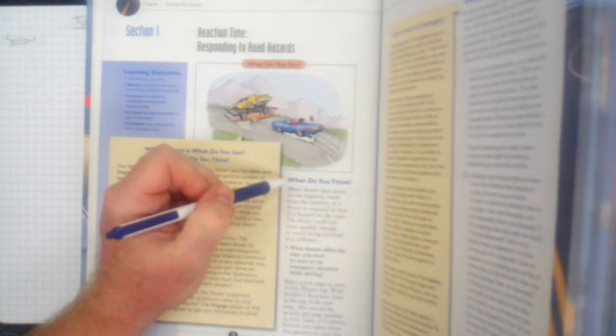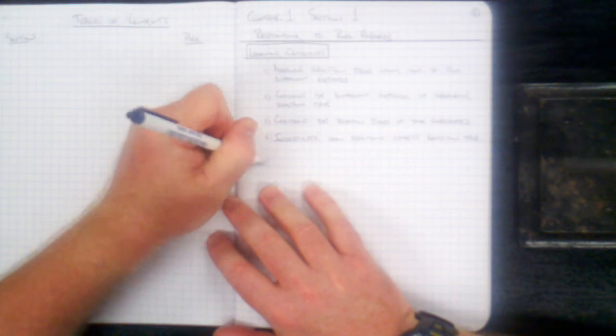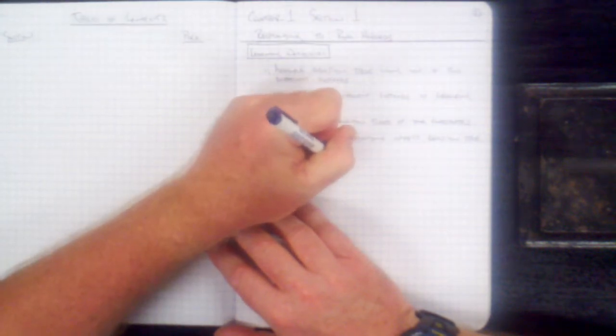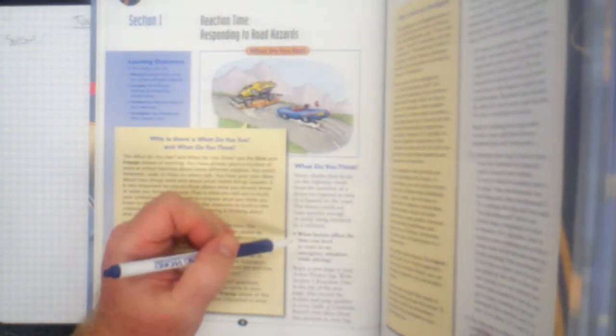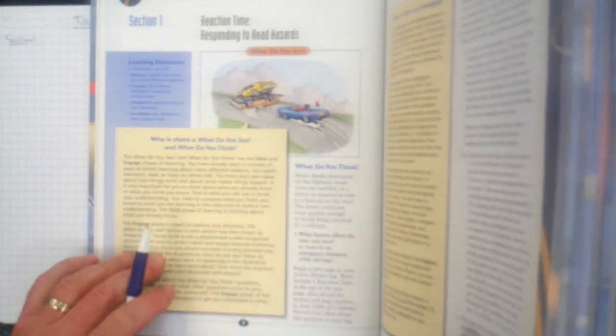So, since this section is titled, What Do You Think?, these big blue titles here need to also correspond to your notebook. So I'll start with that. What do you think? And we'll underline it. I told you, have a straight edge handy. So, the question is, what factors affect the time you need to react to an emergency situation while driving?